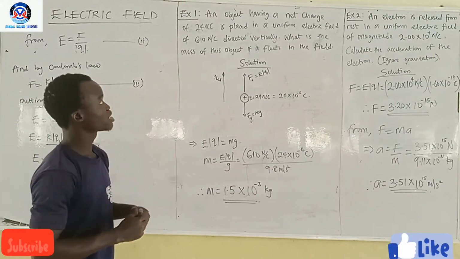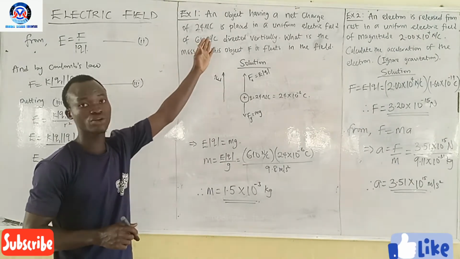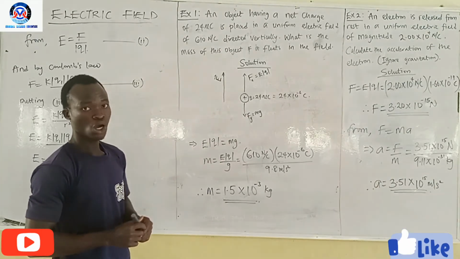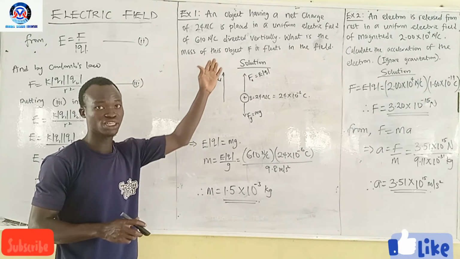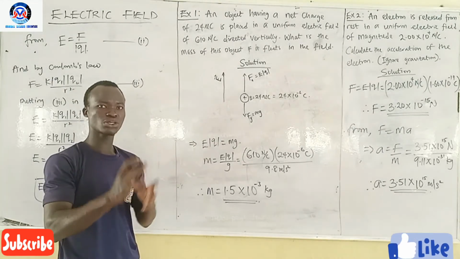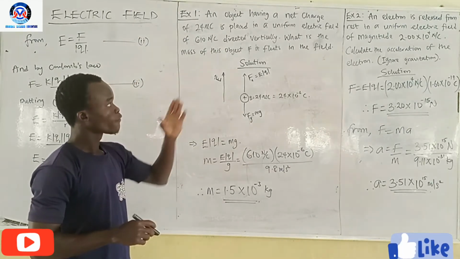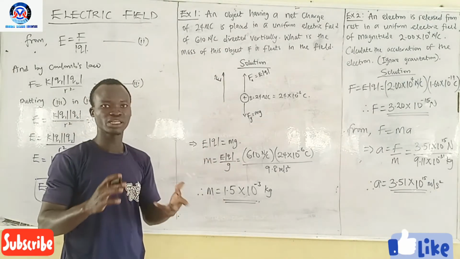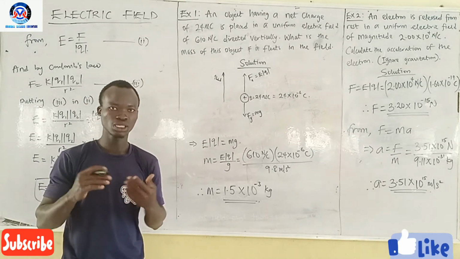The first question says, an object having a net charge of 24 microcoulombs is placed in a uniform electric field of 610 Newton per coulomb. That is the magnitude of the electric field, directed vertically, that is, the direction of the electric field is vertical. What is the mass of this object if it floats in the field?